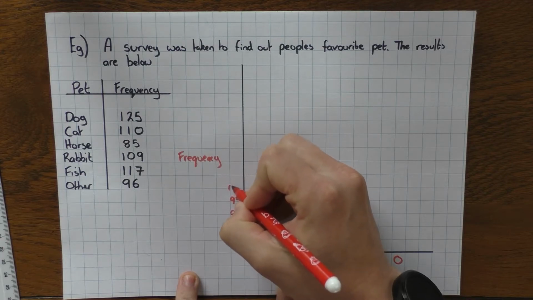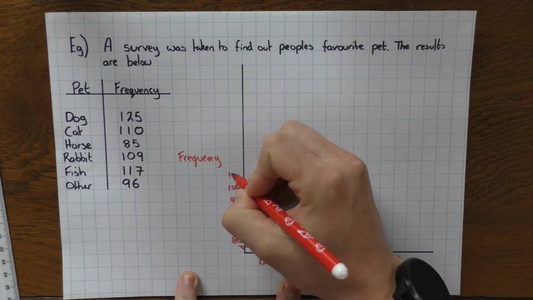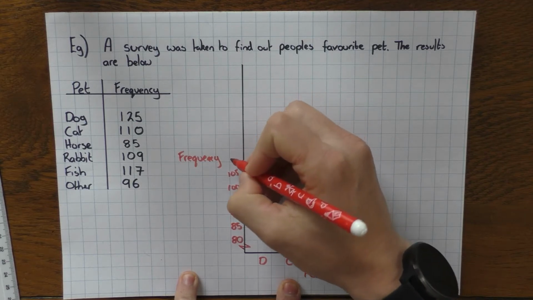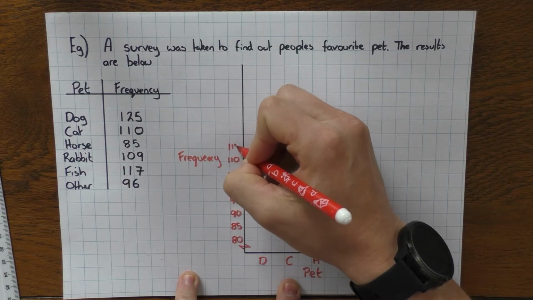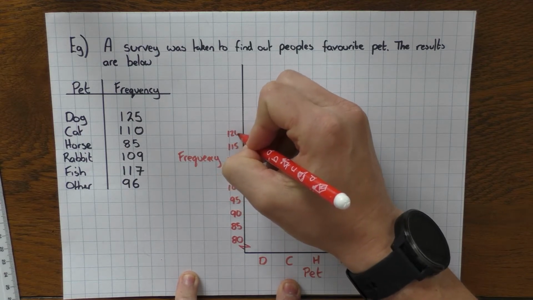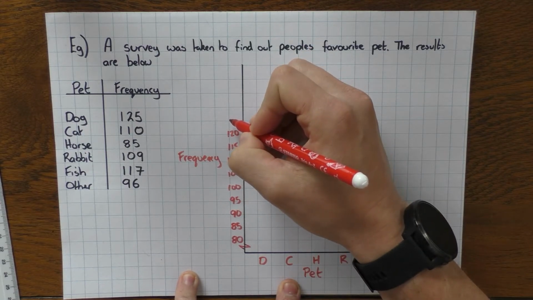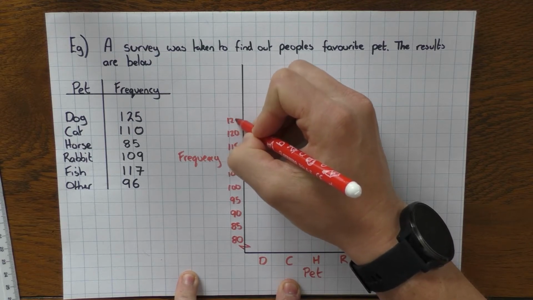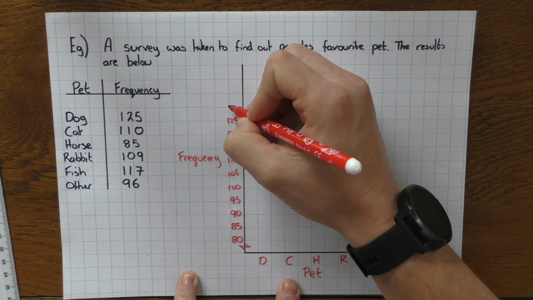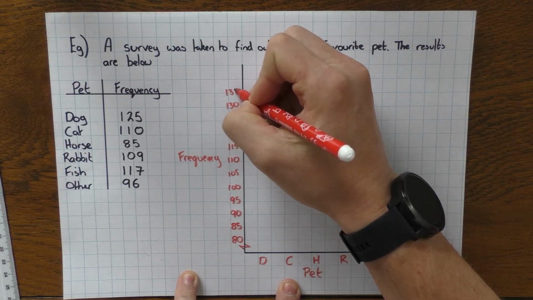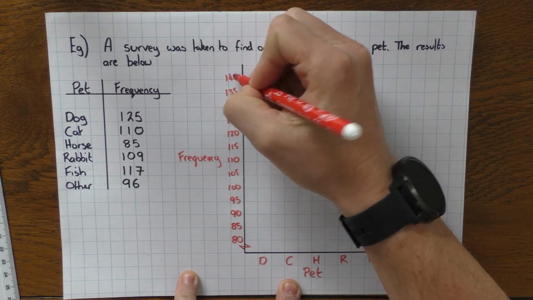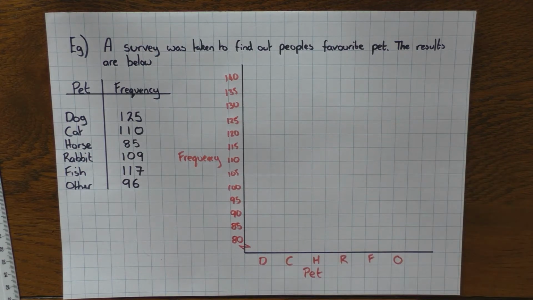So 95, 100, 105. So you don't have to go up in 5s. It's purely whatever the data lends itself to do. You might be able to do 2s. It might even be 10s. You know, it's entirely question dependent. Okay, there we go. So there's my axis up there for the y-axis.